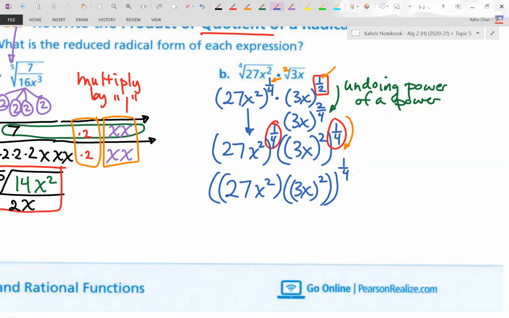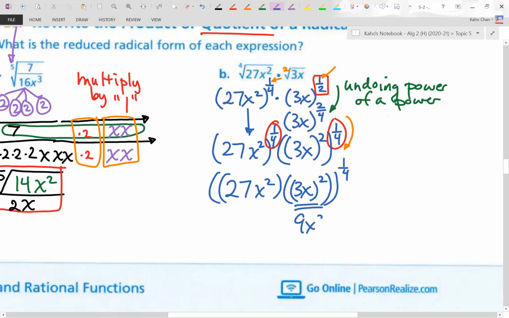Then I'm going to concentrate on inside the parentheses. We have 27x squared and 3x squared. Let's clean that up. 3x squared is 9x squared. 27 times 9 is 243. X squared times x squared is x to the 4th. Isn't that crazy?